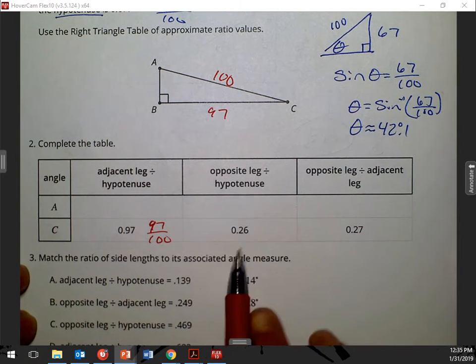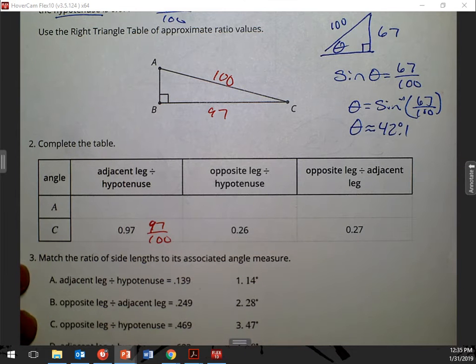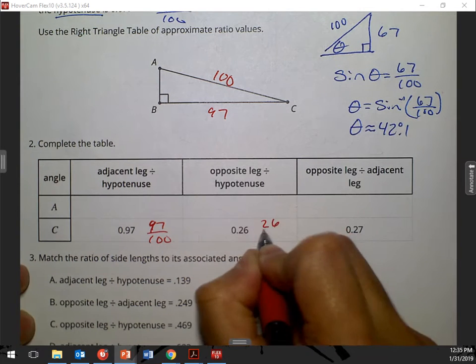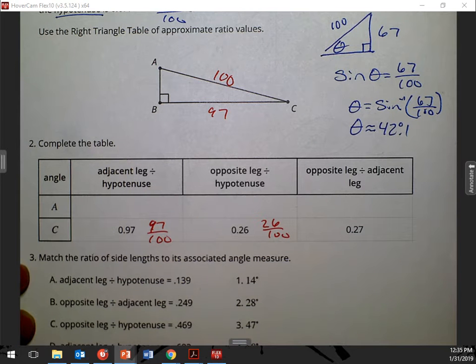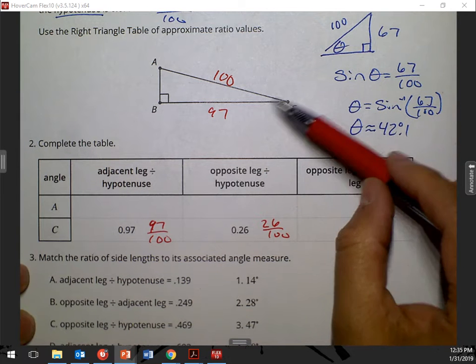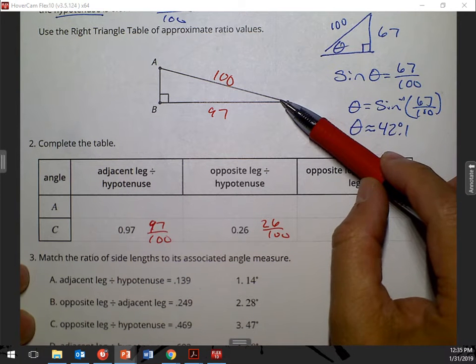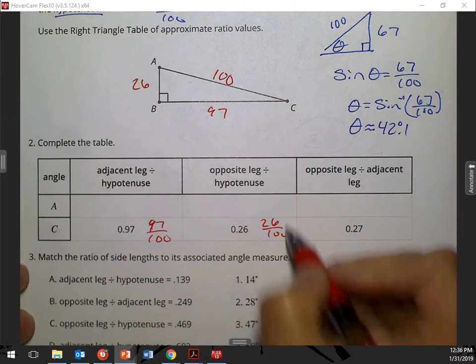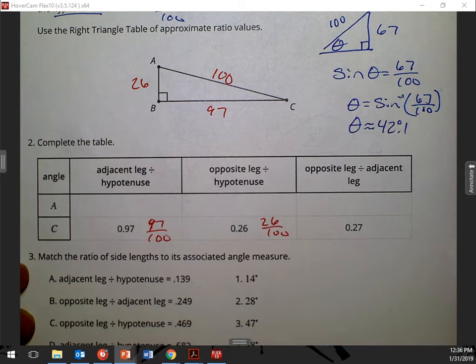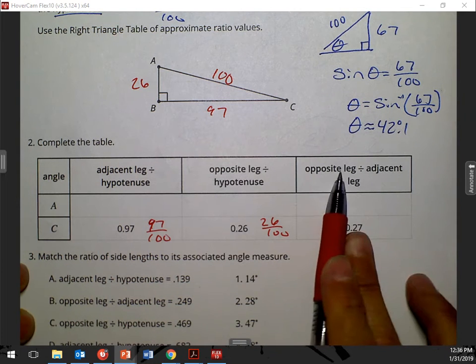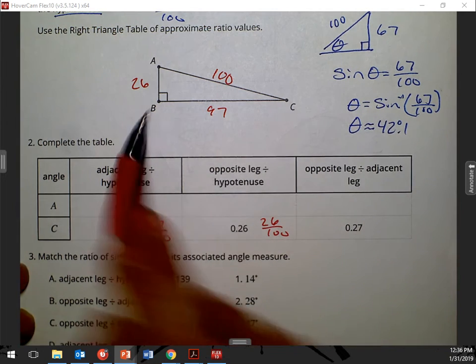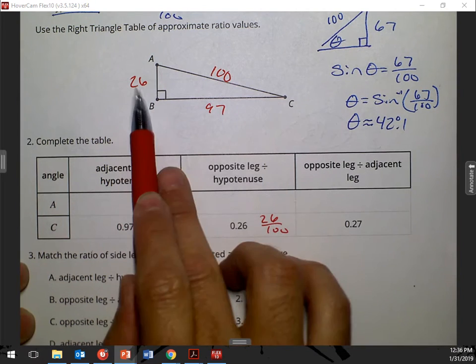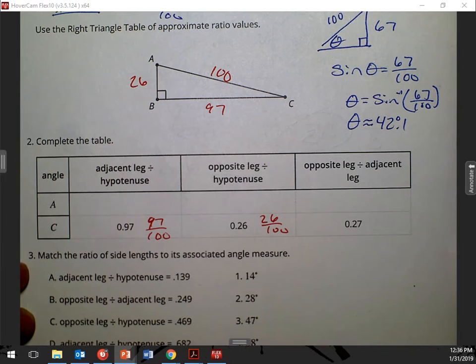Over here, do the same thing. My decimal, turn that to a fraction, it would be what? 26 over 100. So what is opposite C? So I would put what over there? 26. So I have 26 here now, and then I have 100 here. Okay, so opposite over adjacent. From C, opposite would be 26 divided by 97.